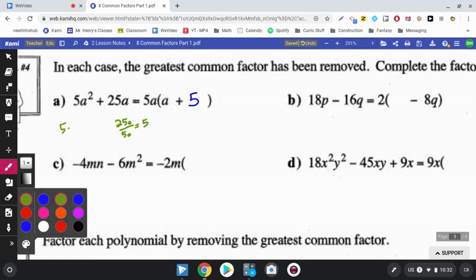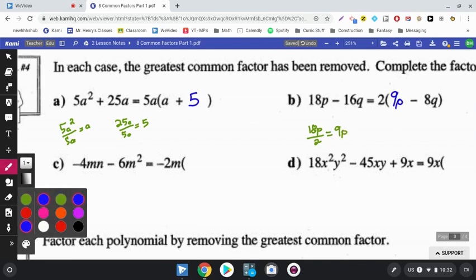The first one, 5a squared divided by the common factor 5a, you just get left with a. So I don't have to show that work. I'm probably doing it in my head. But the idea of factoring out a common factor is to divide that piece out. Okay? 16p minus 16q, we said the common factor was 2. So it's like I took that 18p and I divided it by 2. I factored out the 2. I did the opposite of the distributive property, the opposite of multiplication. And I would get 9p.